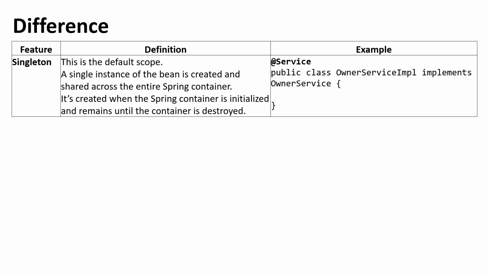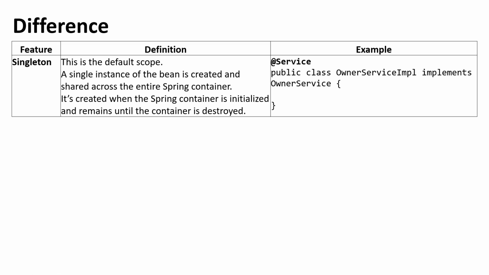So let's start. The first one is the Singleton scope. This Singleton is the default scope. When you don't mention any scope, by default it is always Singleton only. Here you can see the example. This is just a service class, OwnerServiceImpl, I'm mentioning @Service, and I haven't mentioned anything about scope here.